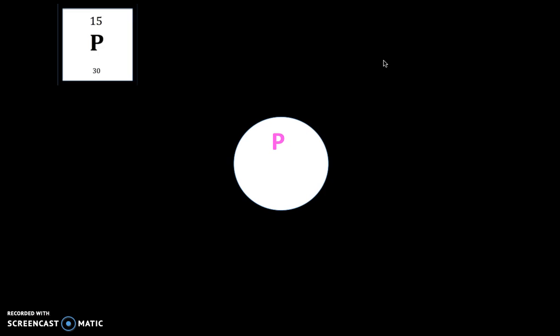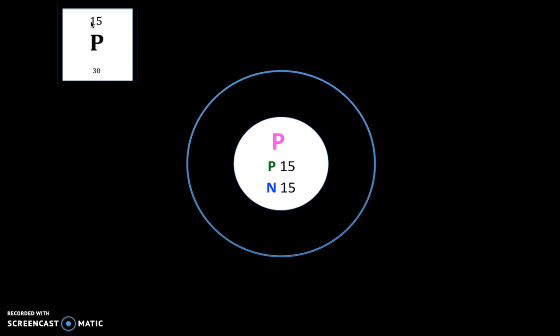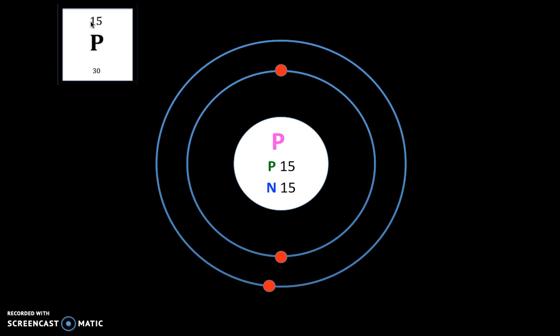Our next example is phosphorus, and we're going to draw the nucleus and look at the periodic table to find out the number of protons, and we know that's 15 from its atomic number. And when we subtract its atomic number from its mass number, we find out that phosphorus has 16 neutrons. Now we're going to start drawing the electron shells. 2 can be placed in the first shell, and 8 can be placed in the second shell.